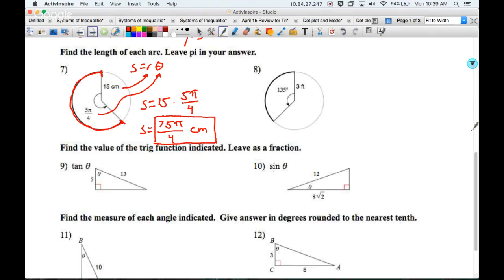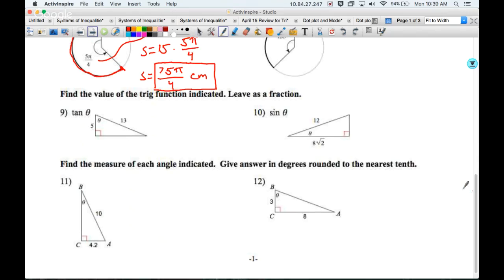All right, find the value of the trig function indicated. Leave as a fraction. Let's do number 9 here.